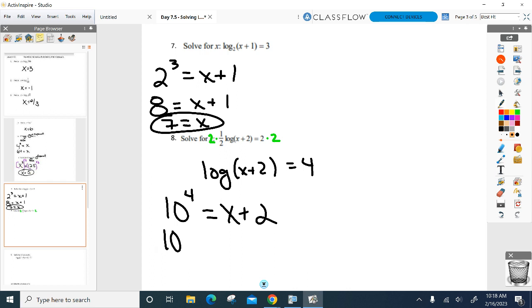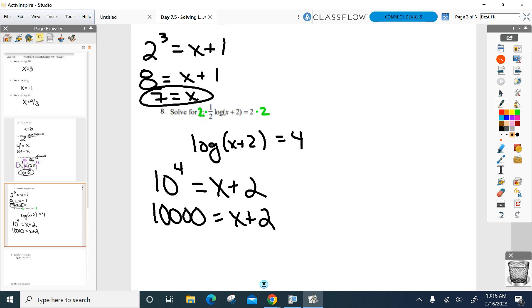Ooh, 10,000, huh, kids? That doesn't seem right. That's the answer. That's going to be my answer. You can always check it too, right? Store it in and plug it in the left side and see if you get 2. 9,998. Ooh.